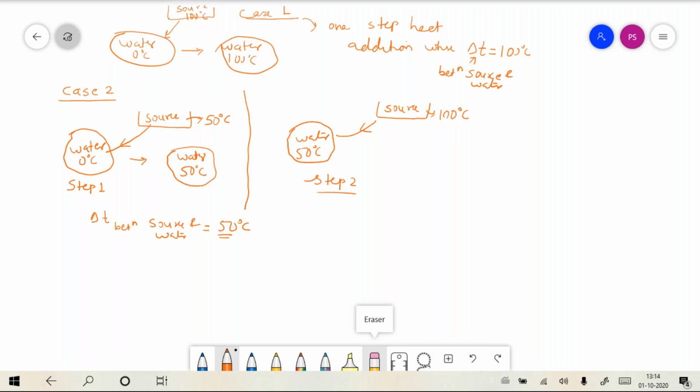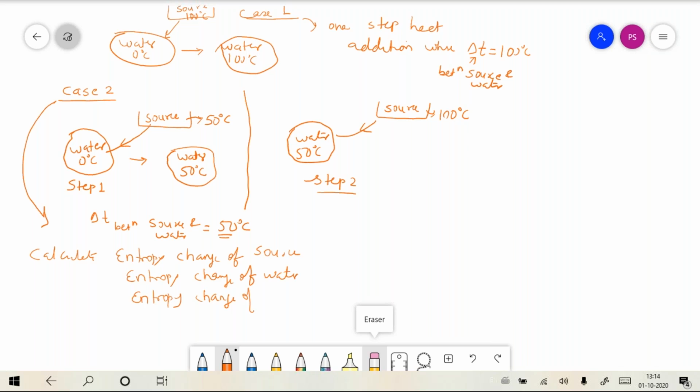You calculate the entropy change in case 2. Calculate entropy change of source, calculate entropy change of water, and calculate the entropy change of the universe, that is the entropy generation. So the entropy change of source and the entropy change of water you need to now find out.